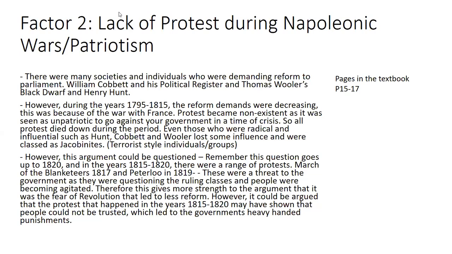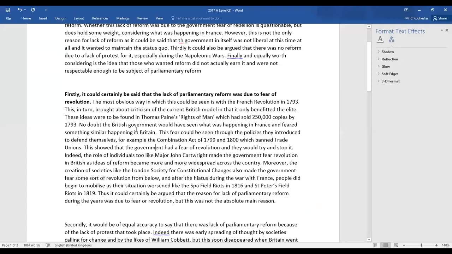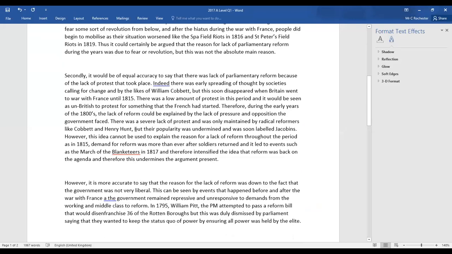If we go back to the question, the answer that was on the examiner report: Secondly, it would be of equal accuracy to say there was a lack of parliamentary reform because of the lack of protests that took place. That phrase there, equal accuracy, actually shows the judgment. That's what I'm talking about. This is what we need to put in our answers more.